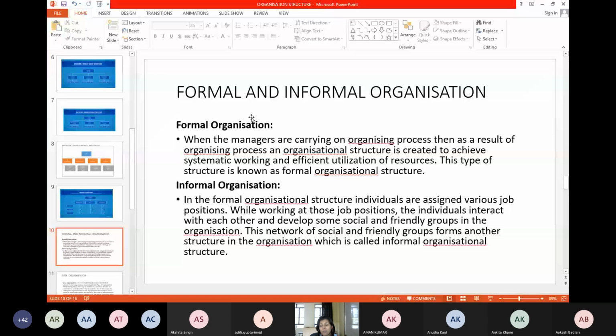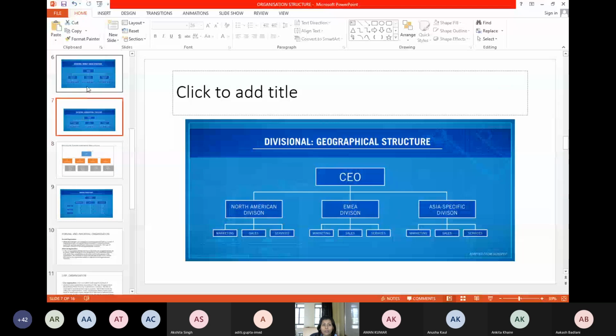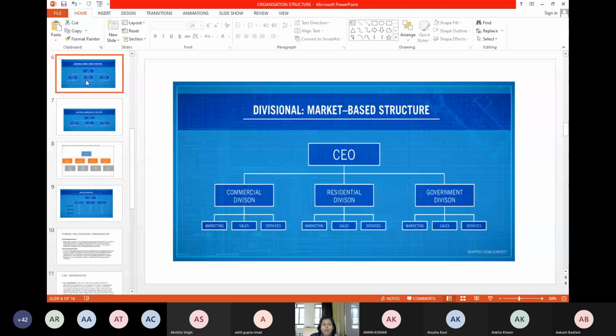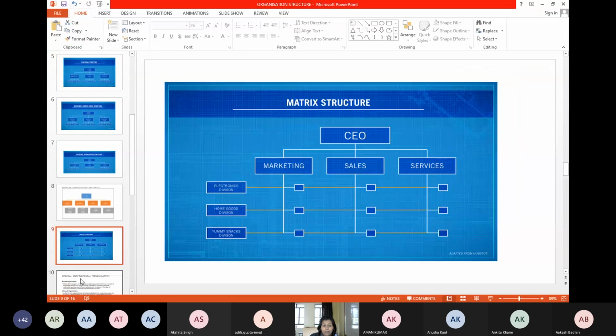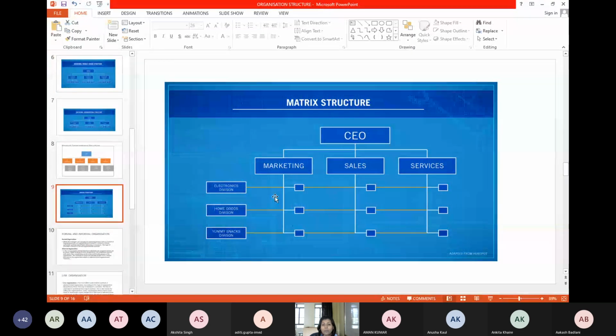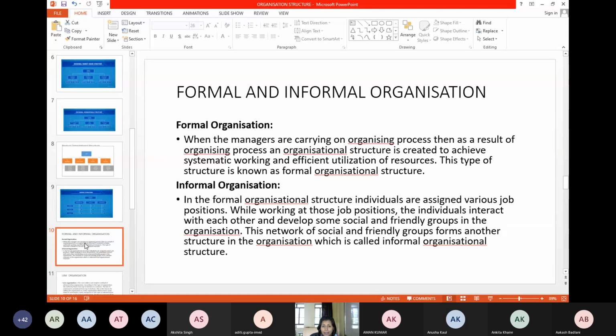But let me just tell you again about formal and informal organizations. So what we have just now seen are the formal organization structures. So product organization or the geographical structure, these are all formal organization structures. Now, why are they formal? Because they are formally designed, in order to carry out the organization's goals, in order to attain the organization's objectives.